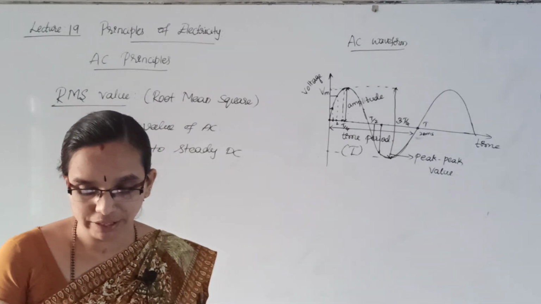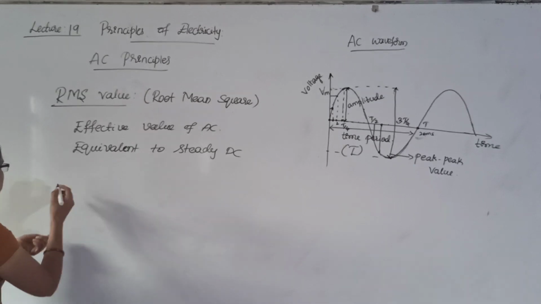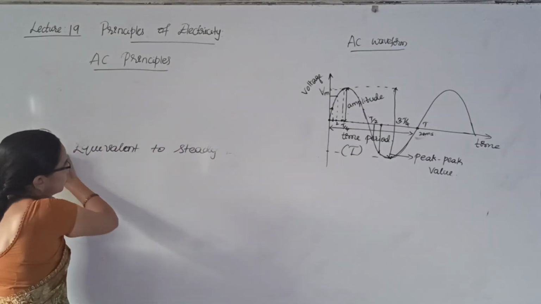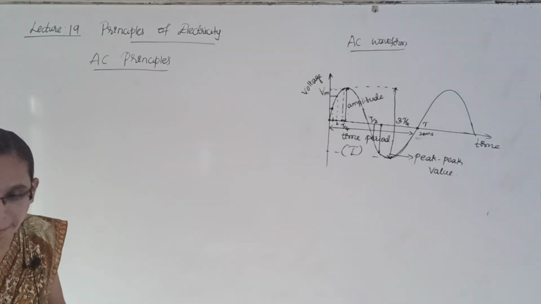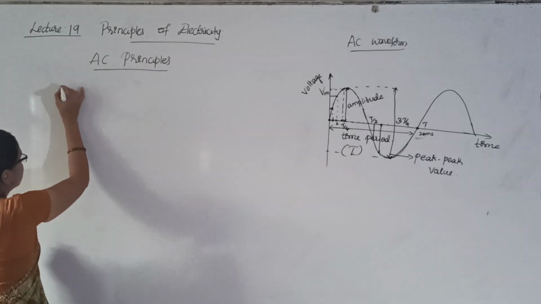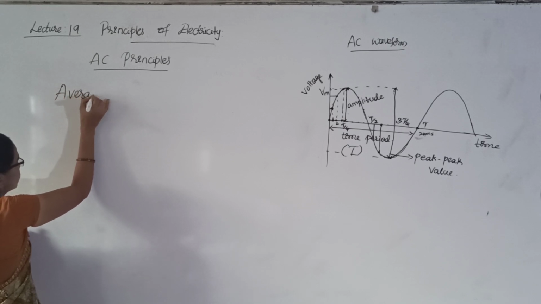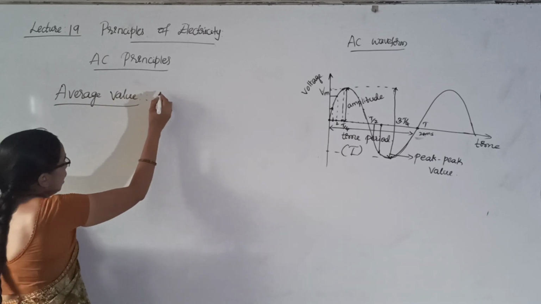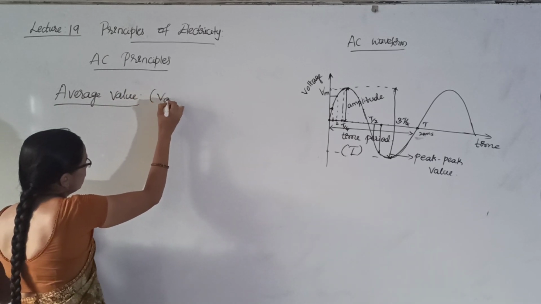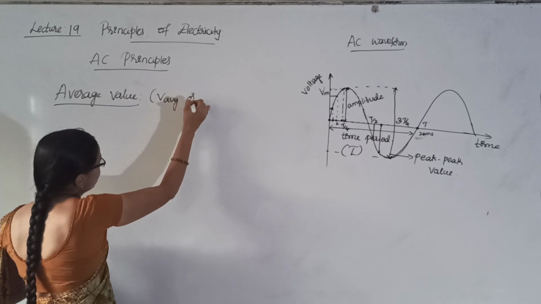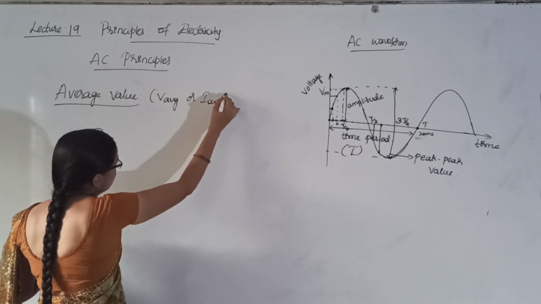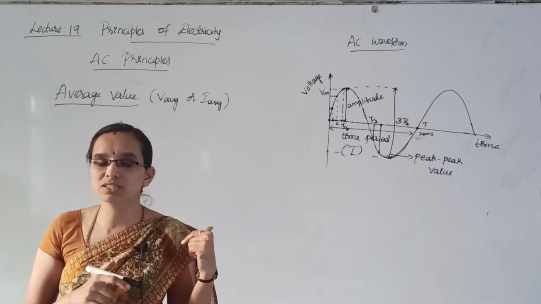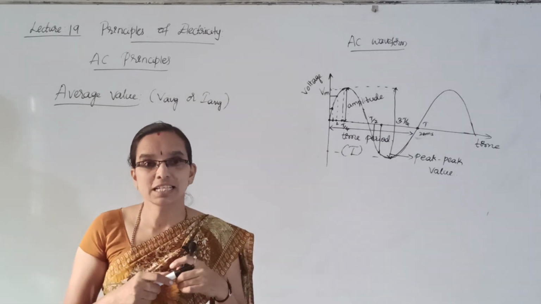Okay, next one is average value. We will call that V average or I average. It is also called the DC value of the AC signal.